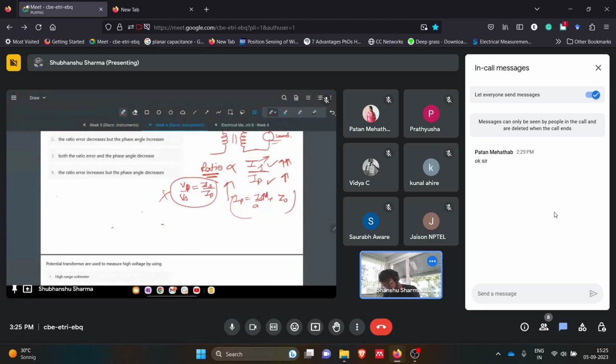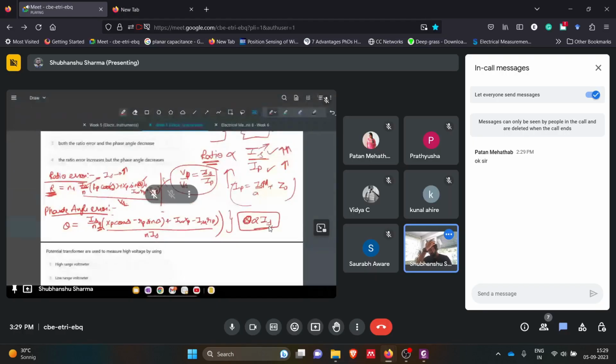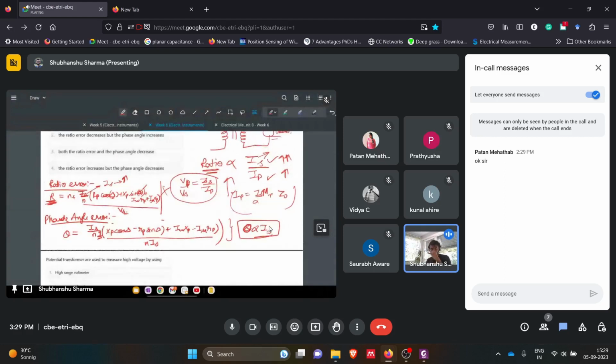Just wait. Ratio error, and we have phase angle error. Just wait for 1 second. So when we increase the secondary current, that is the load current, then ultimately the ratio error and the phase angle error increase. Otherwise, you don't have to remember these big equations.